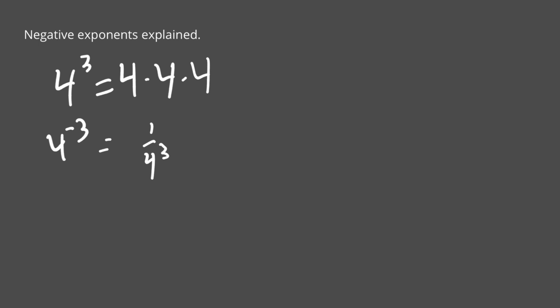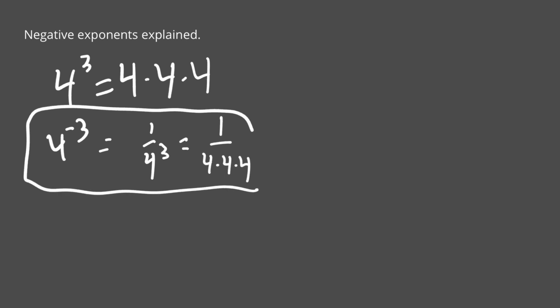In other words, take the number, put it on the opposite side of the fraction, either bottom to top or top to bottom, and then flip the sign of the exponent. And of course, we can always expand this and rewrite it as 1 over 4 times 4 times 4. Great. Now let's look at problems where we are going to have to simplify this even further.